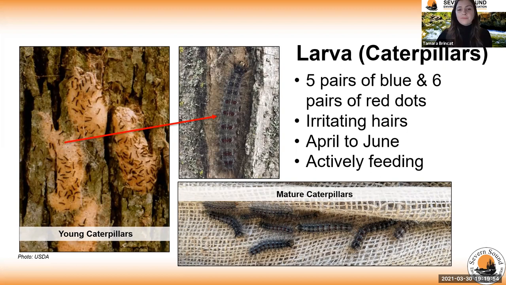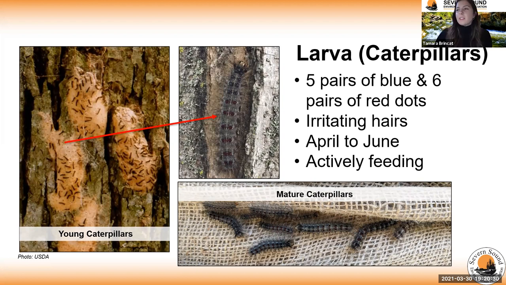When they hatch, they will look like tiny little black ants, and then they'll grow and molt several times until they're up to about 6 centimeters. Mature caterpillars are light gray to black in color, and they have hairs on them, which are actually very irritating because they contain histamine, so they can cause allergic reactions in people. The mature caterpillars also have 5 pairs of blue dots and 6 pairs of red dots.